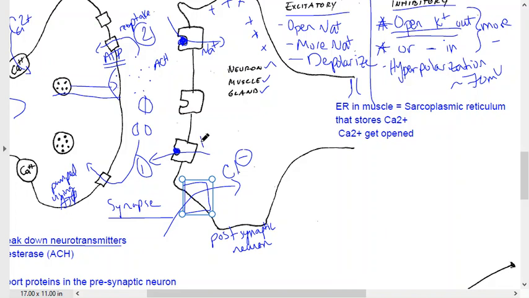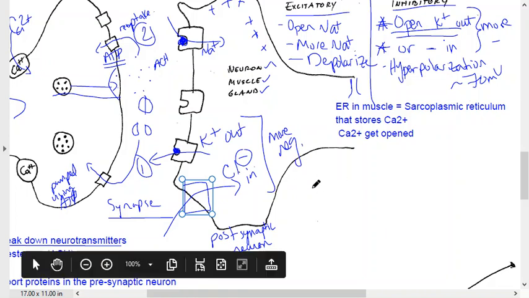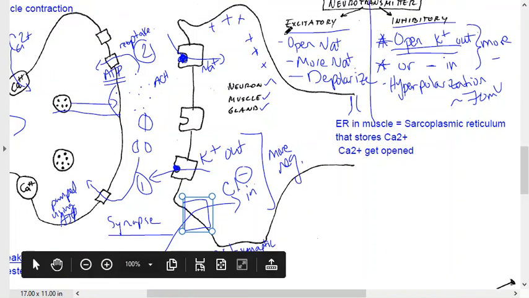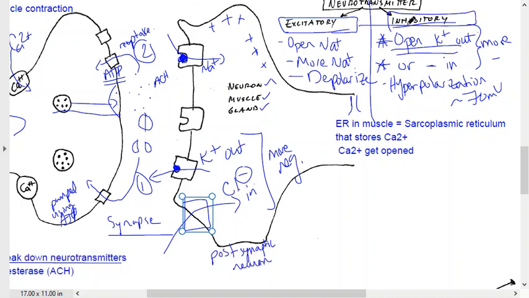Maybe the ligand caused potassium to leave, right? Chloride in or potassium out. In either case, the inside of the cell gets more negative, and that leads to no response. So you don't always have to have an excitatory response. Sometimes you can have an inhibitory response instead. It just depends on where you are in the body and what the neurotransmitter is.